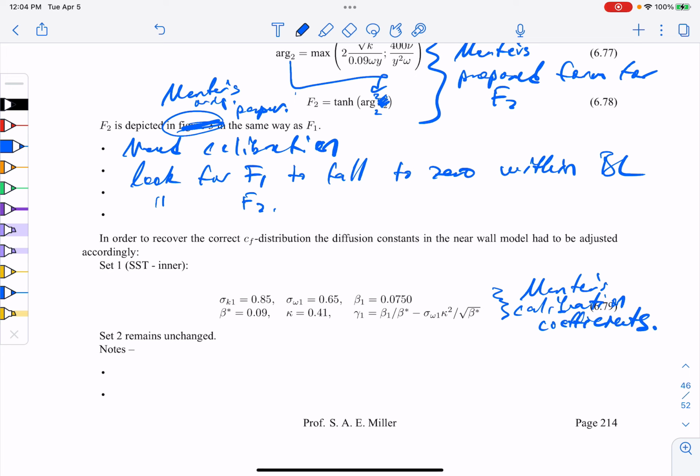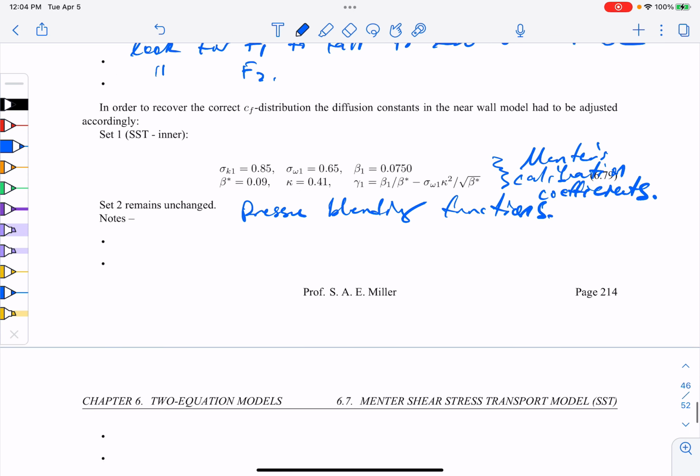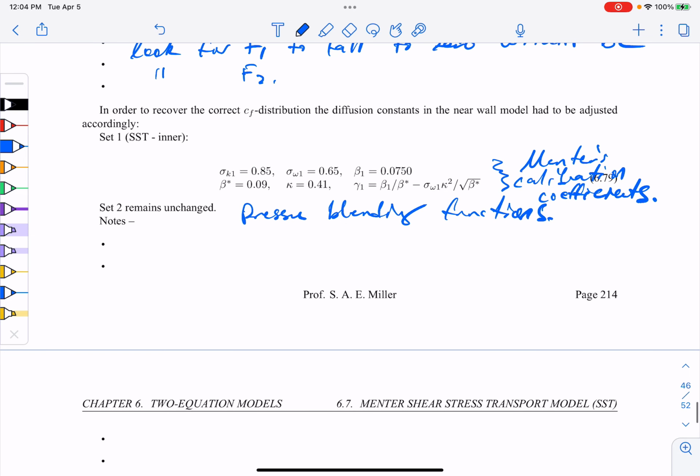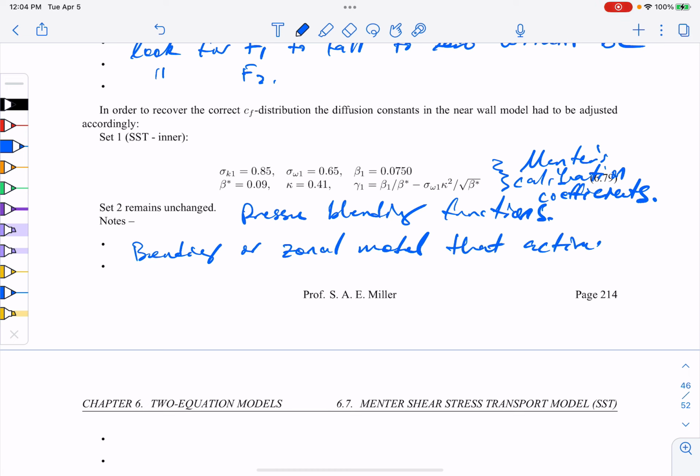And it's done with what he views as a pressure blending function. So a few summaries and notes. Because you need to form these functions, they call it a blending model or zonal model that activates in different parts of the flow.